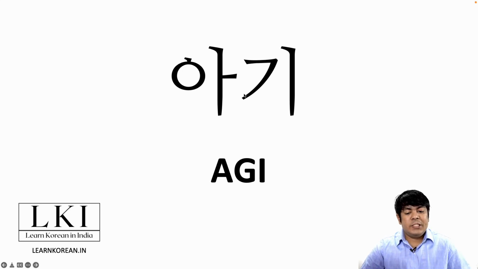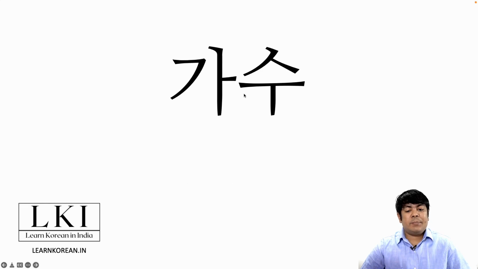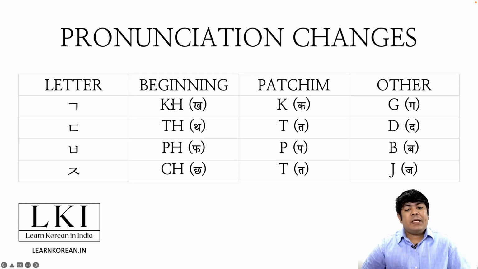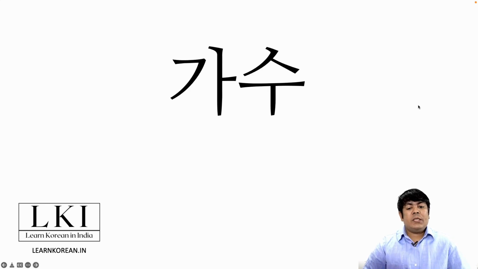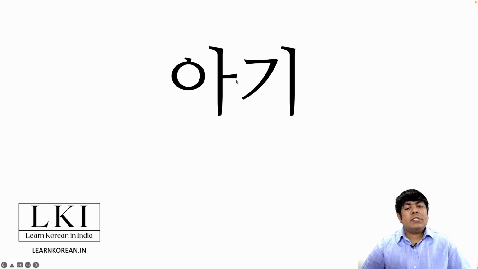Now notice the change. Here we studied in this part the rule that k will become g if it is not coming in the beginning. In this word, k is coming in the beginning of the word, so we pronounce it like kha, khasu. But here k is not in the beginning. It's also not in the Pachim anywhere. Pachim means like at the bottom, so it's also not in the Pachim. It's somewhere else. So the pronunciation of the k character here will be g.